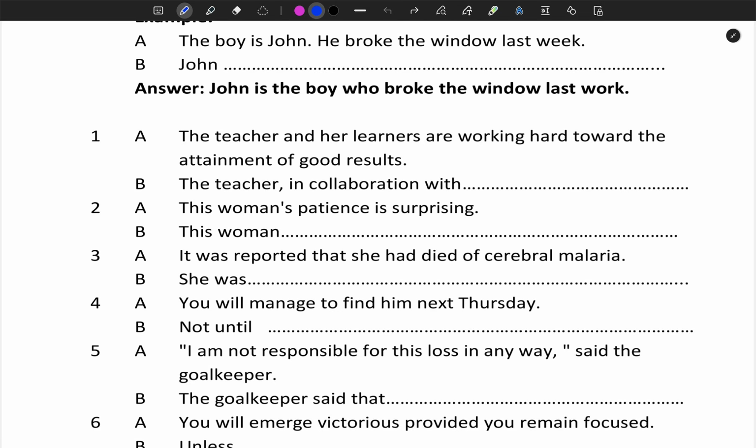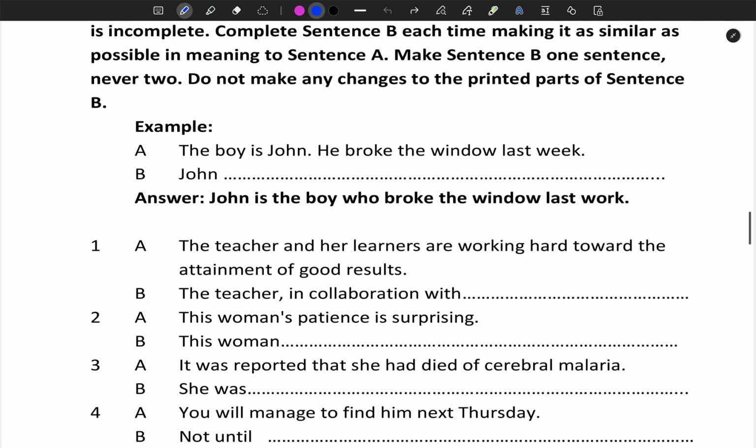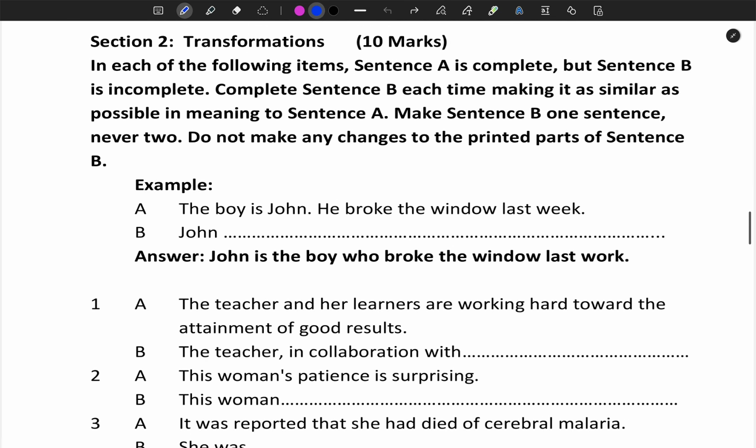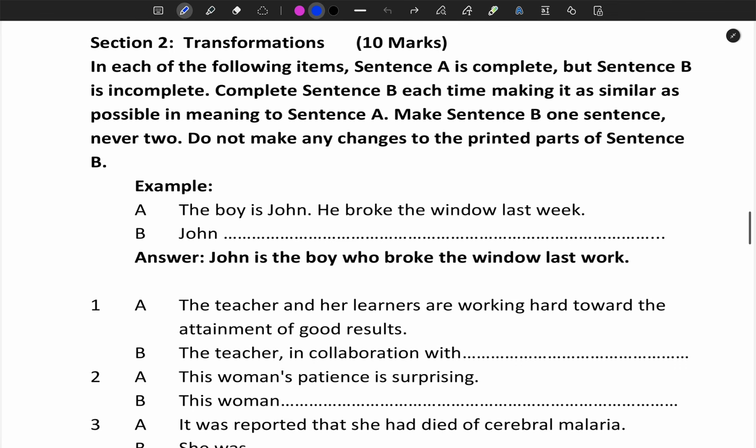So here we are going to look at English paper 2, and our focus will be on rewrites, and we are going to use different past papers. Now, the concept about rewrite is that we are told transformations. So these are called transformations.